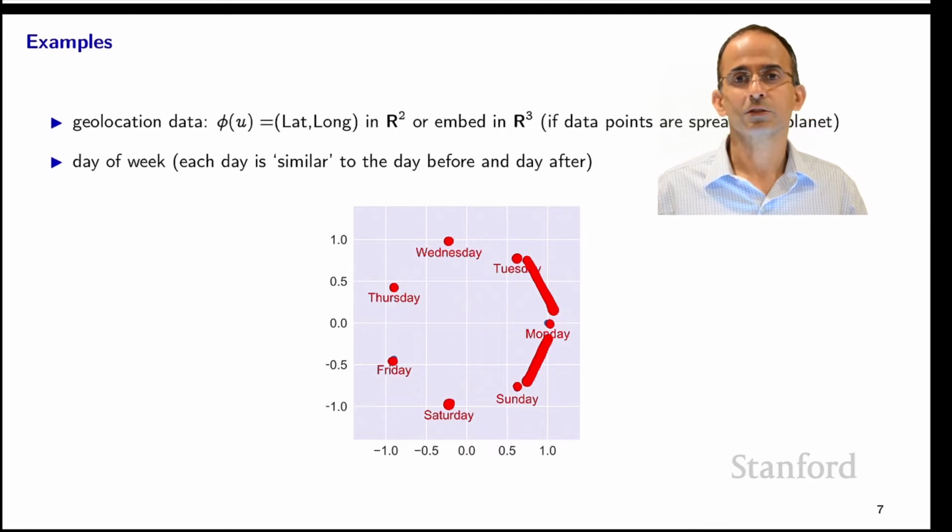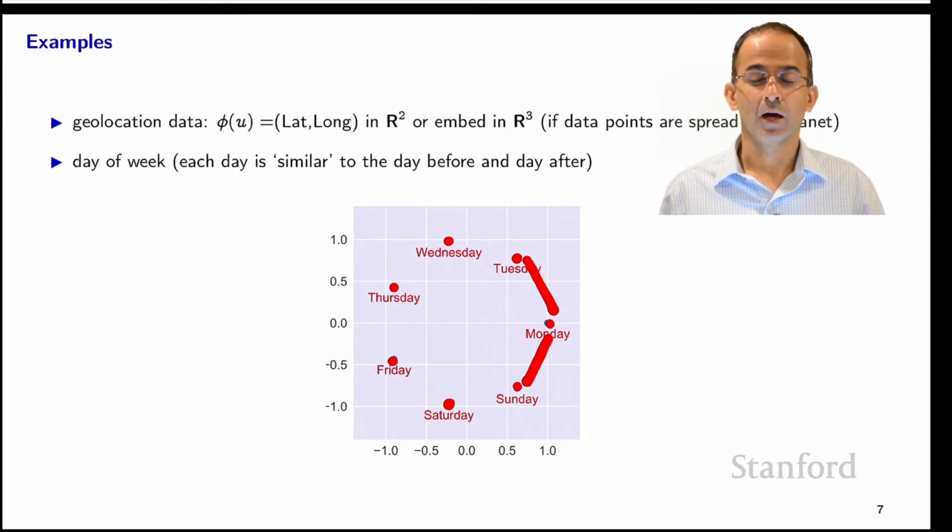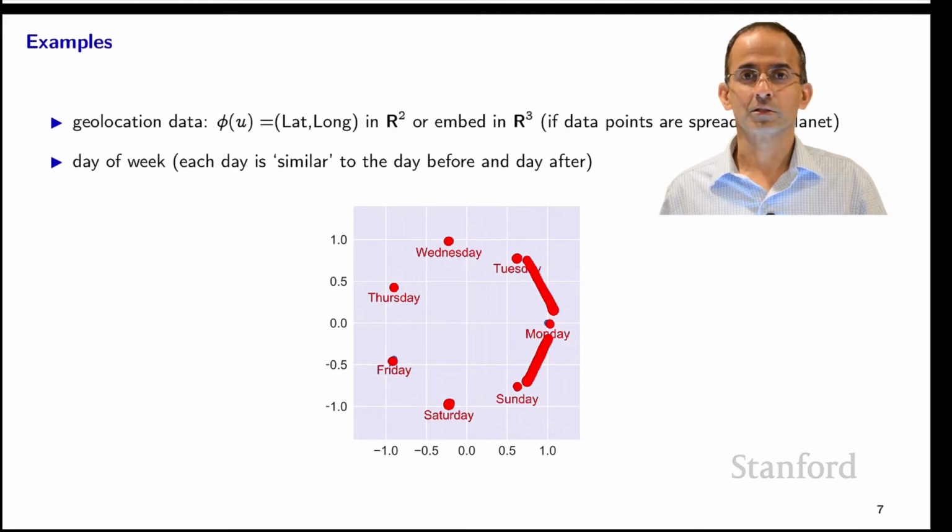And we can do that for lots of different notions of time. We can do that for months of the year, which we might embed as 12 points. We can do that for hours of the day, which we might embed as 12 points around the circle.